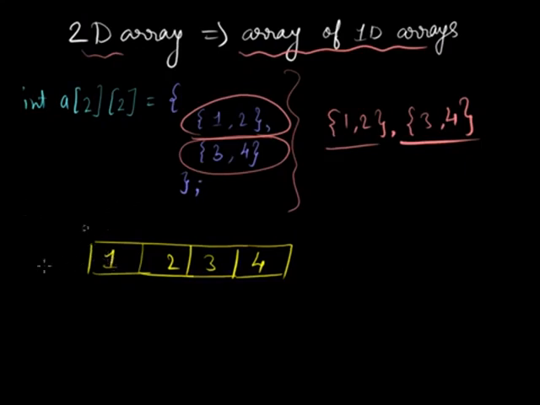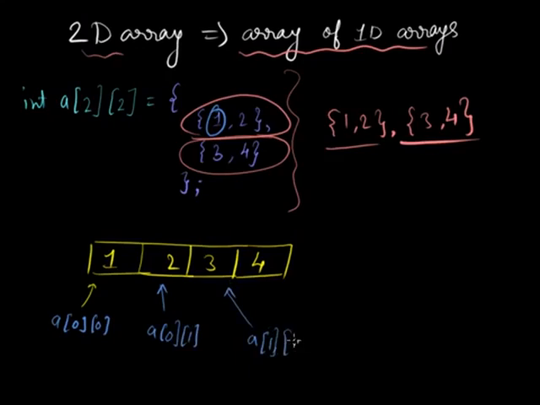If you don't understand, this element is A00, right? 0th row, 0th column. So this is 0 0. This is A0 1. This 3 belongs to A1 0, and this 4 belongs to A1 1.